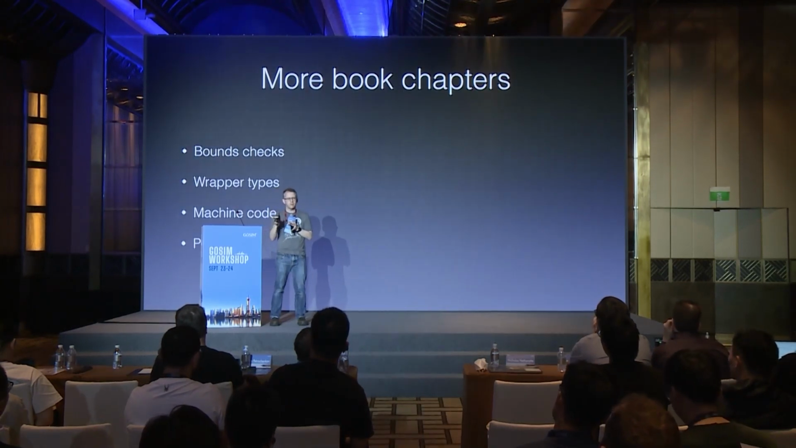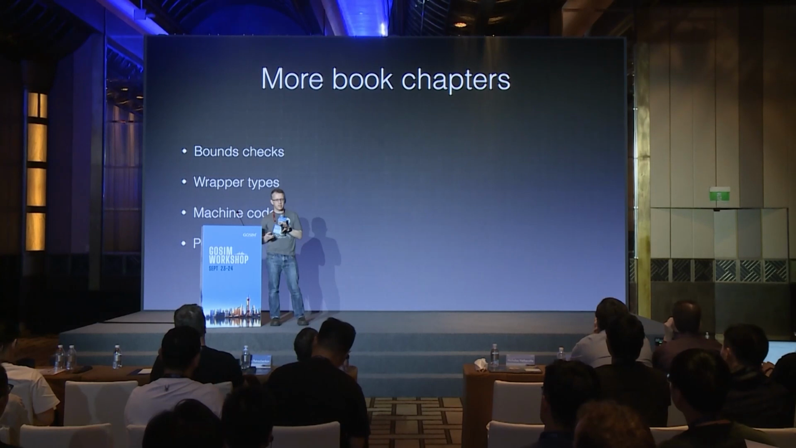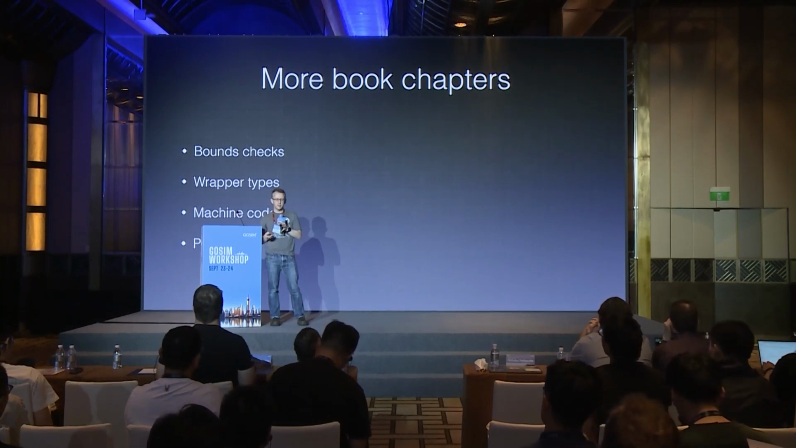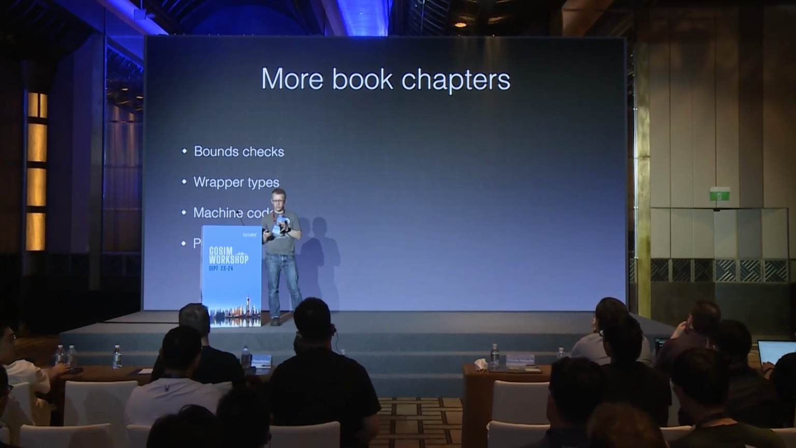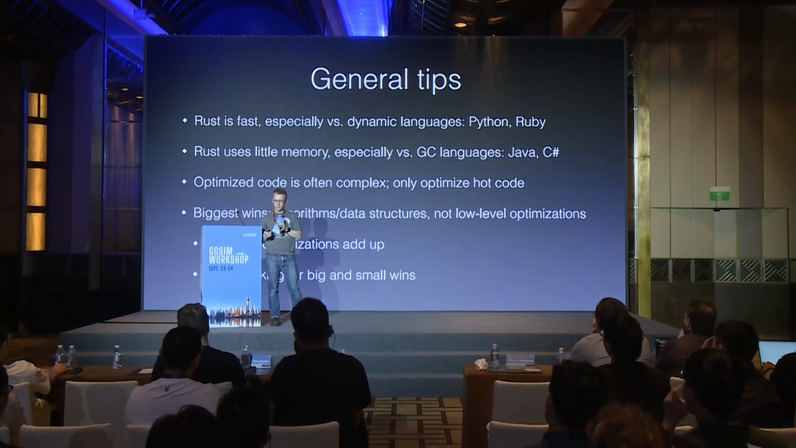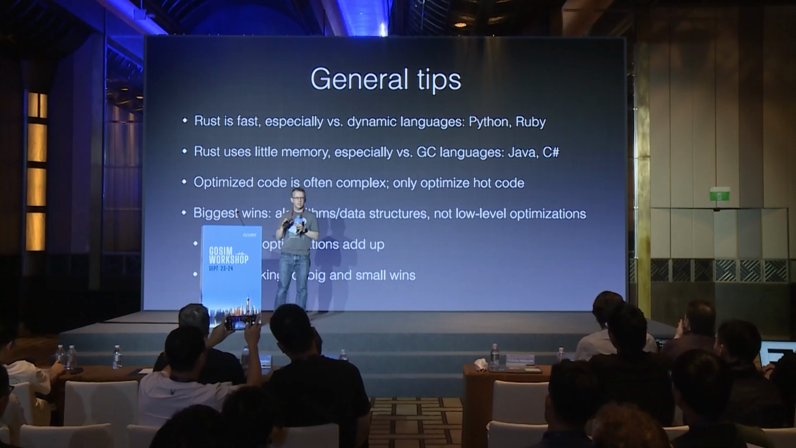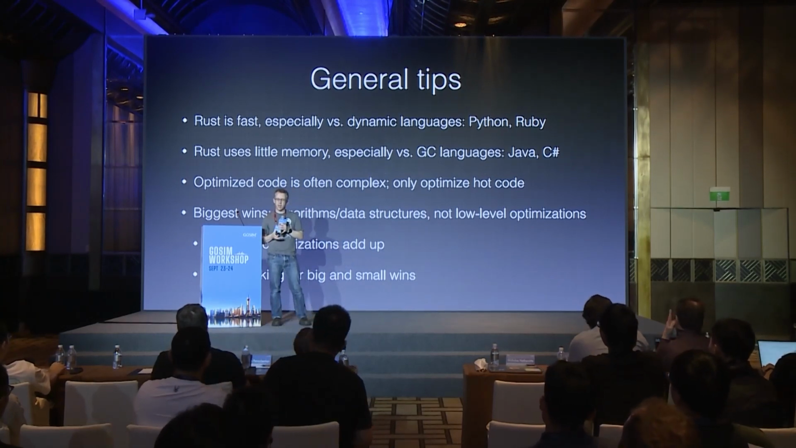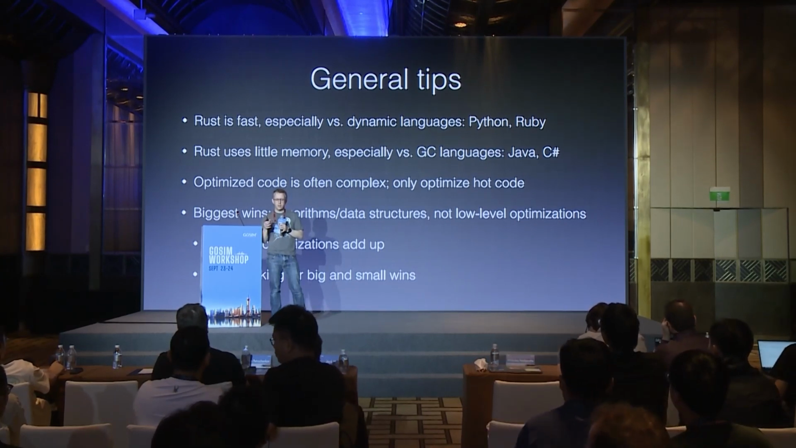Okay, so that's a lot of stuff from the book. There are a few more chapters in the performance book. These cover things like bounds checks and how to eliminate them, wrapper types that can make things more efficient, machine code and parallelism. Please look those up. The book then ends with a number of general tips that aren't necessarily Rust specific, but are still just good to know about when it comes to writing high performance code. And I'll go through some of these now.